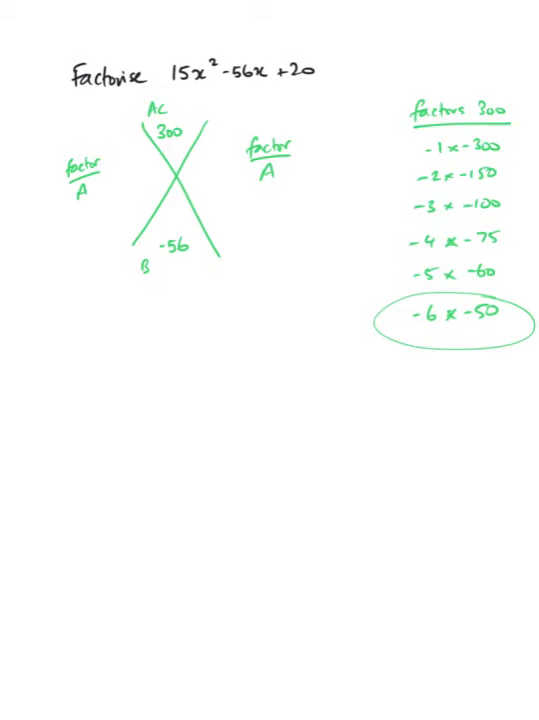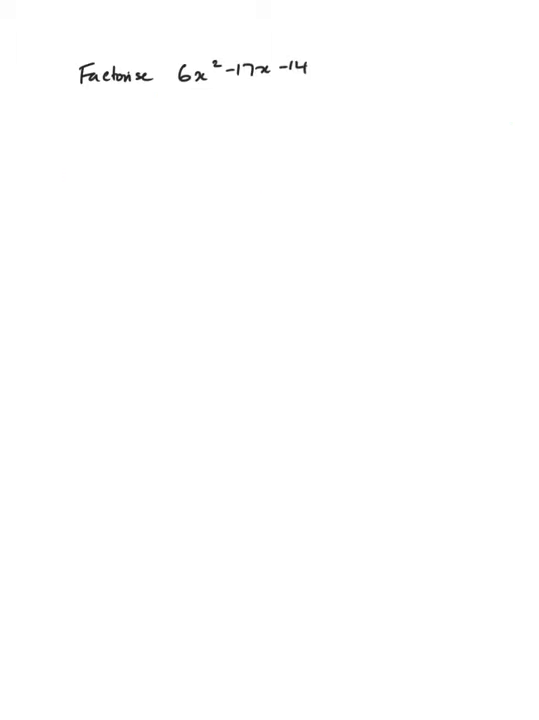So again, I'll bring those over, so minus 6 over 15, so it's a factor over a, and minus 50 over 15 as well. And they will simplify to minus 2 over 5 and to minus 10 over 3. And if you remember from before, they give me my factors in the bracket, so I'm going to have 5x minus 2 and 3x minus 10.